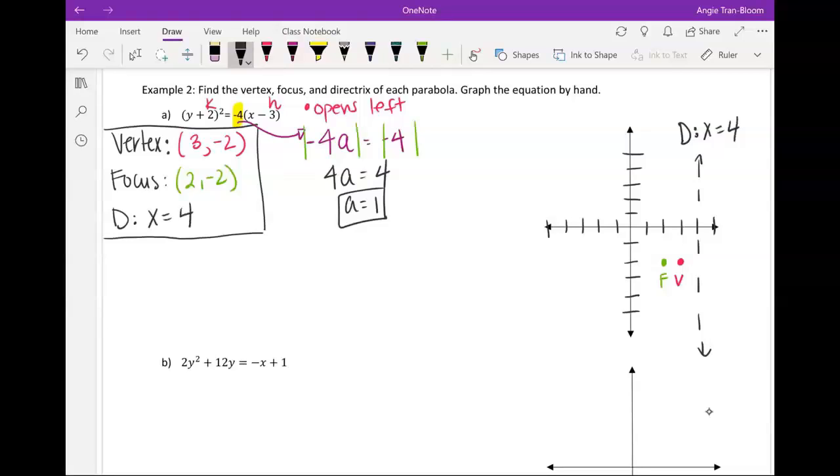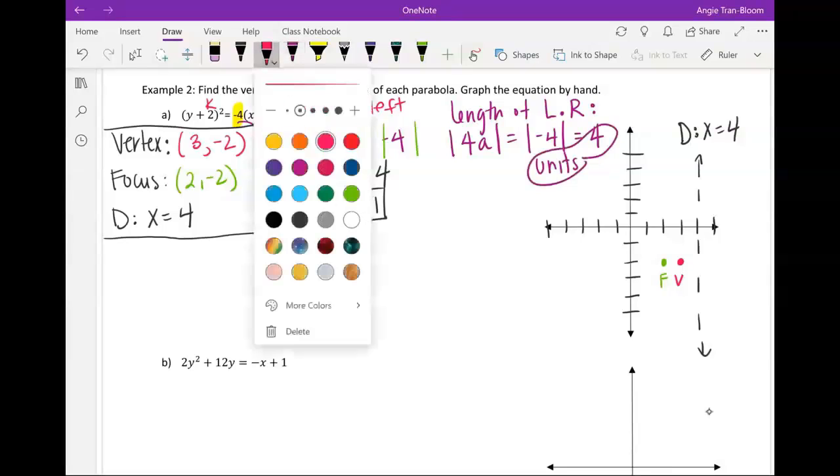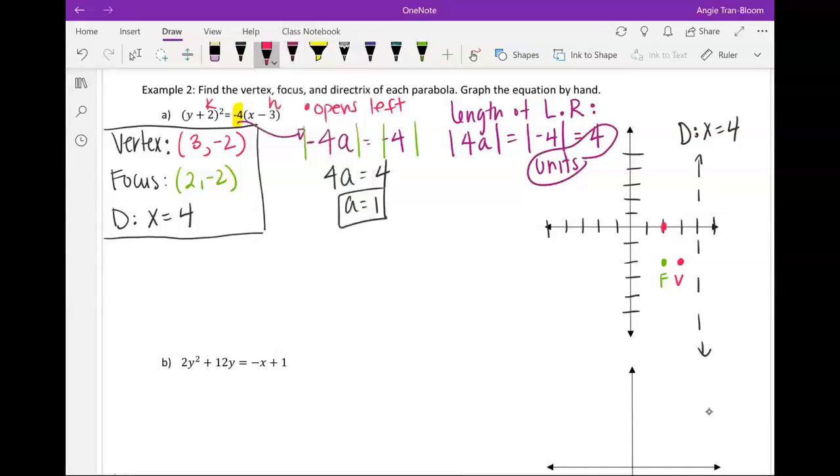If we know those 3, we now need to find the total length of your latus rectum. The length is always the absolute value of 4a. The absolute value of 4 is 4 units total. Okay, if I know it's 4 units total, I can go up 2 from the focus and down 2 from the focus to finish graphing by hand.